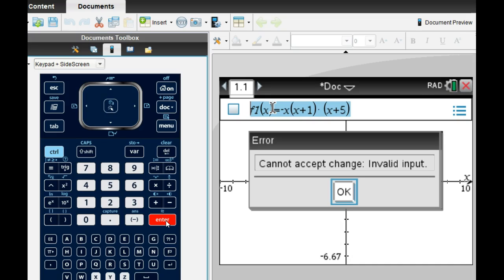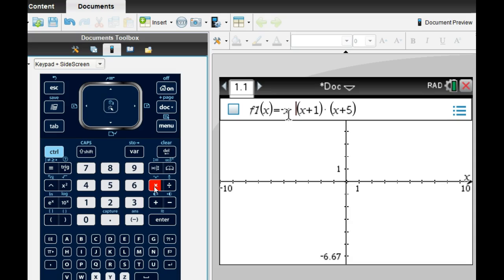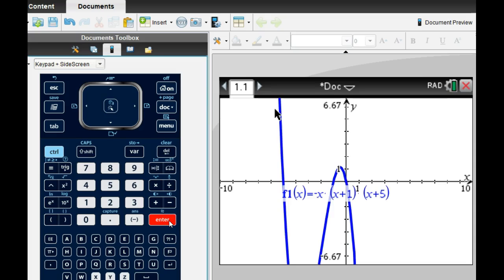I don't want you to have to see this error. So here's what you got to do. Right there where my cursor is, put a multiplication sign. Don't ask me why, but that will make it work. Okay? If you get an error, make sure you put a multiplication sign between the variable and the parentheses. Okay? So, now you can see it on the board, and you can actually see the x-intercepts right here.